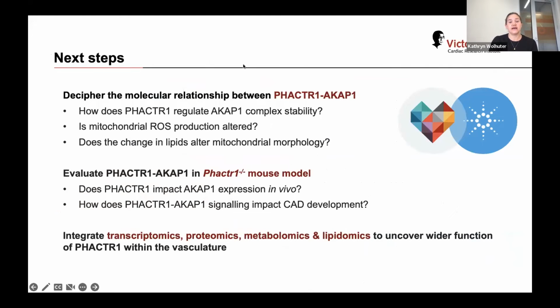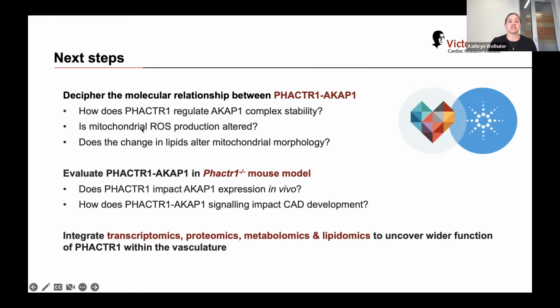So overall, the next steps in this project are really to decipher the molecular relationship between these two proteins. I know from some co-IP work that we're doing that we don't see any evidence that factor 1 comes down in a complex with ACAP1 so far. So this is something that we're investigating more closely, potentially looking at some cross-linking experiments to see if we can capture this complex and see what's involved in it.